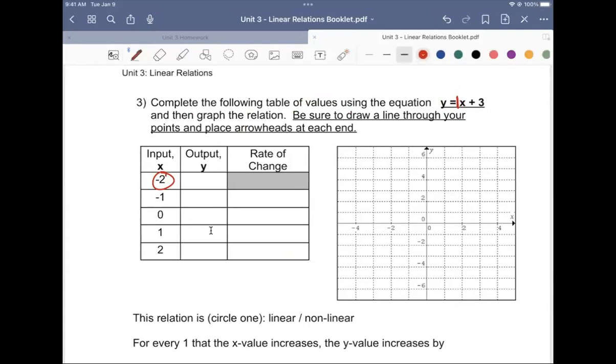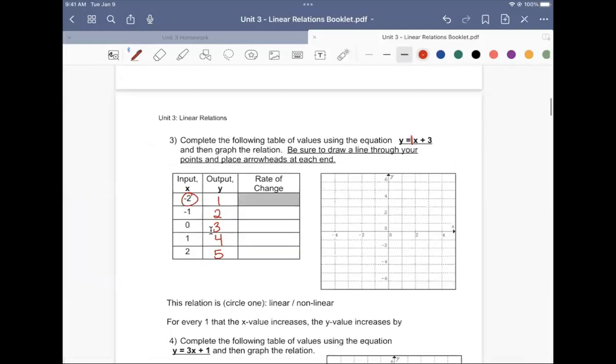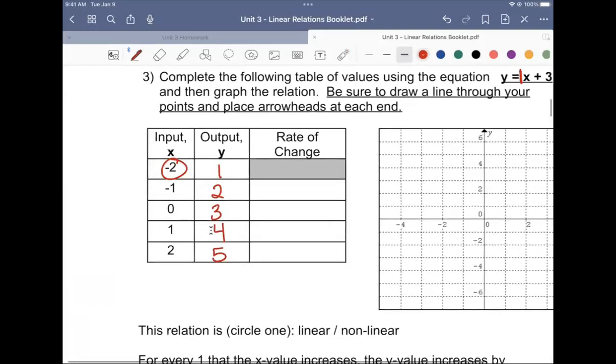That should give me a value of 1. If I look at -1, now it's -1 plus 3, which should give me a value of 2. 0 plus 3 will give me a value of 3. 1 plus 3 will give me a value of 4, and 2 plus 3 will give me a value of 5. Essentially, I'm just going to write that out on the side so you can see what I did. We had y equals x plus 3, so it would be like y equals -2 plus 3, etc., all the way down.